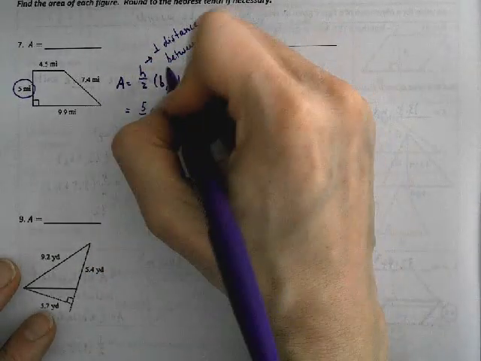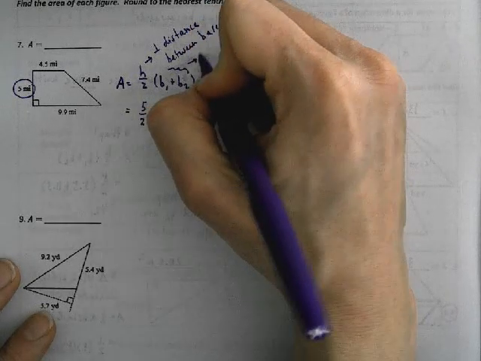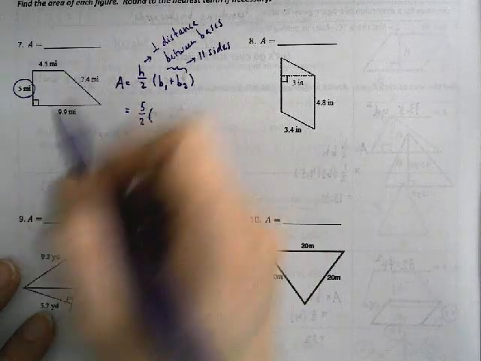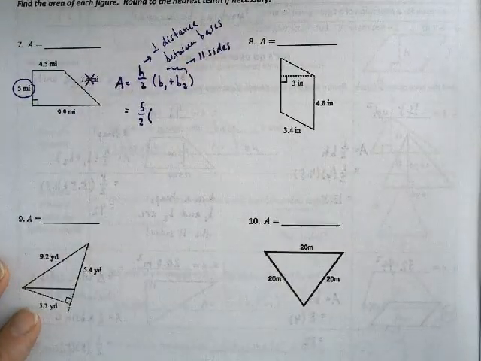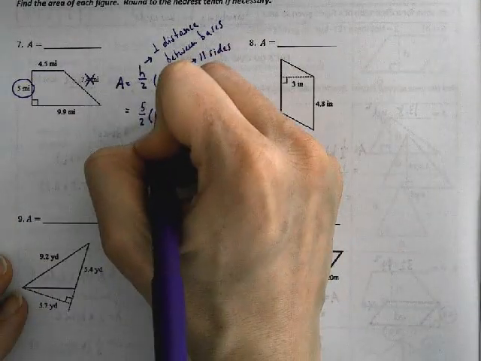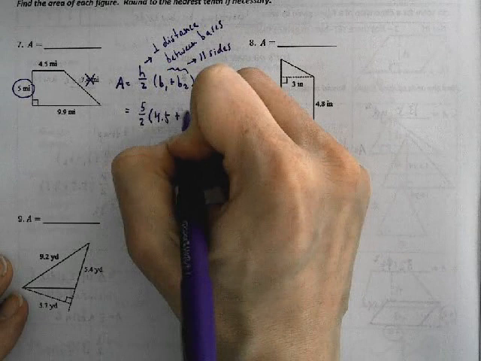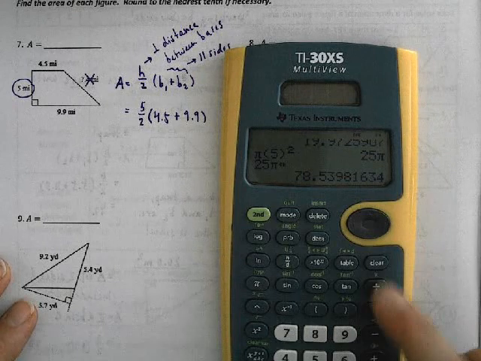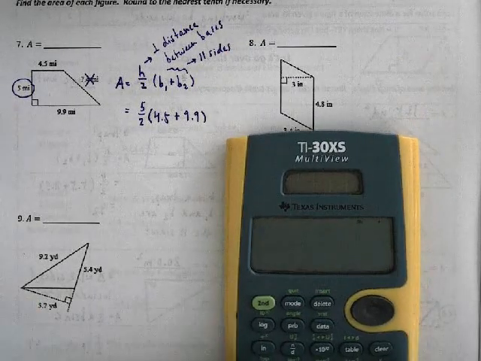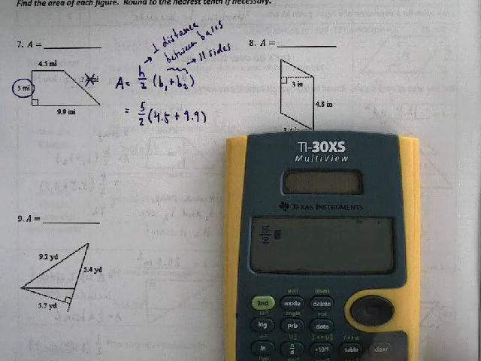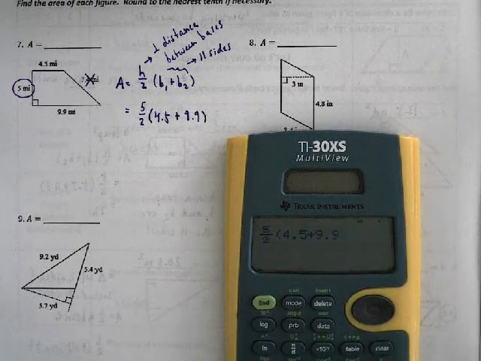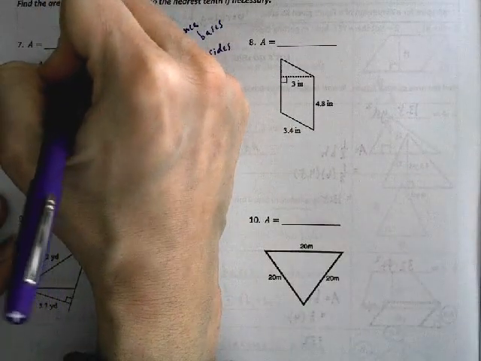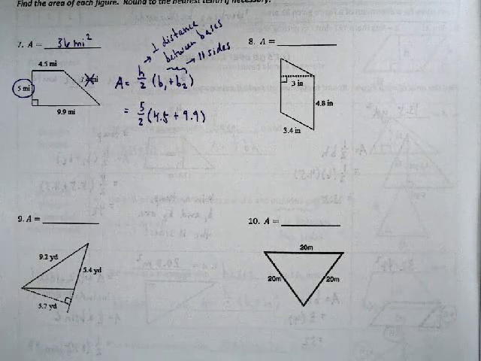And again, my bases are the parallel sides. So I only need to be concerned with these two sides. This, again, is just some extra information that's been thrown in there. So B1 I'm going to call 4.5. B2 I'm going to call 9.9. And then again, we just go back to our calculator. I'm going to clear some of this other stuff off. So I'm going to use N over D. So I have 5 over 2 times 4.5 plus 9.9. And I get 36. And we have square miles, a rather big trapezoid.